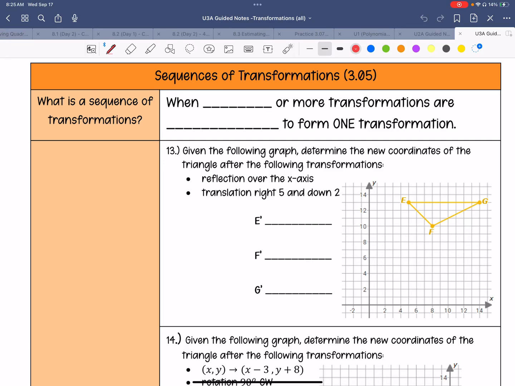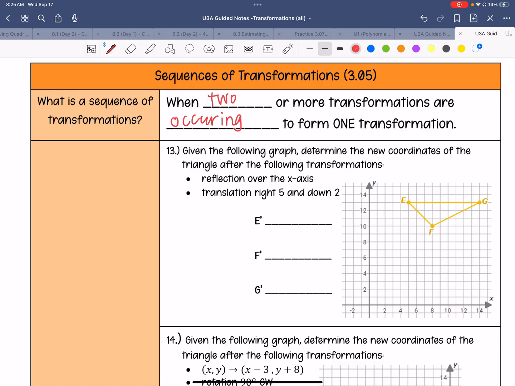We are going to be looking at sequences of transformations. So, what do we mean when we are talking about sequences of transformations? We are talking about when two or more transformations are occurring to form one transformation. If we have two or more transformations occurring to form one transformation, then that is what we call a sequence. So, what would that look like?